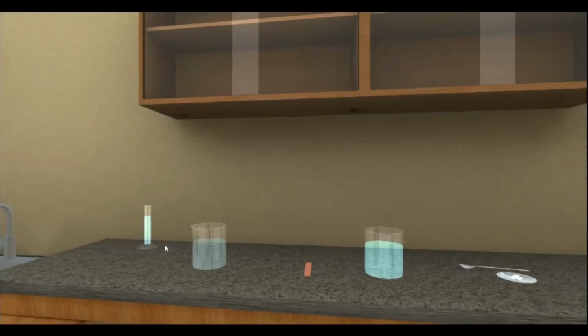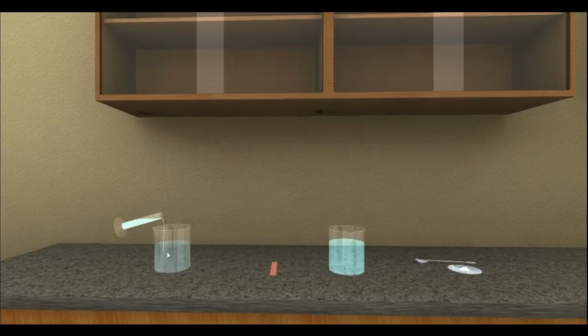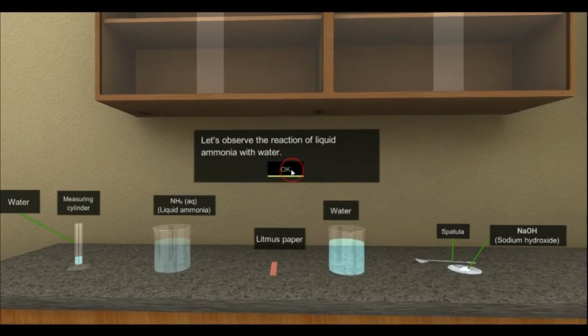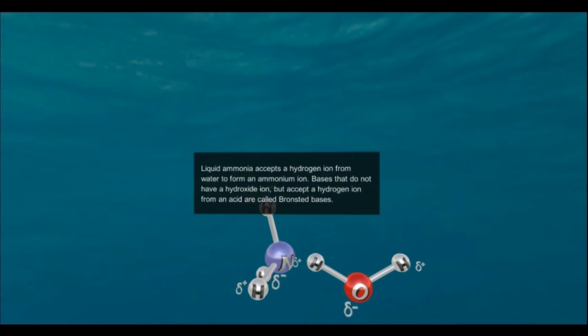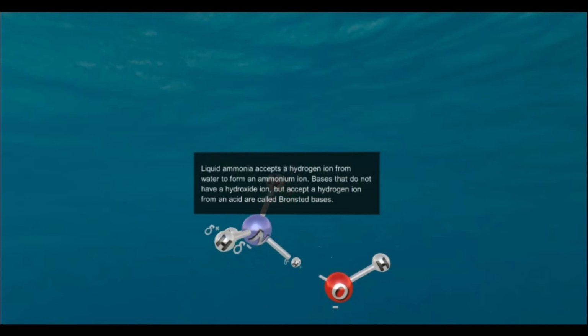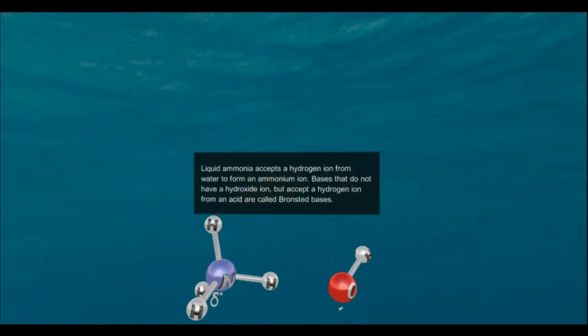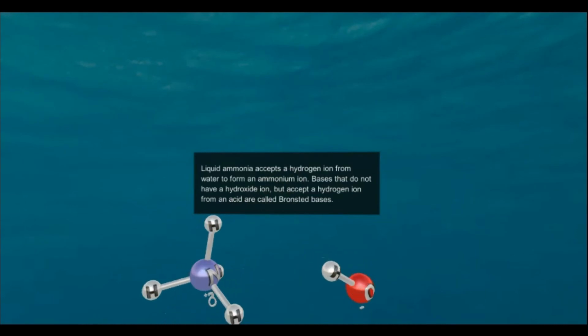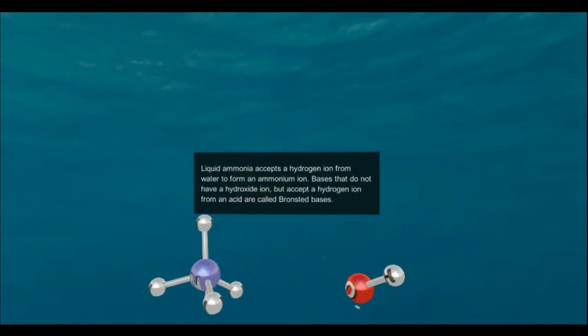Let's look closely. When ammonia dissolves in water, what happens? Ammonia molecules will dissolve in water and ionize, forming hydroxide ions and ammonium ions. The formation of hydroxide ions in water enables ammonia to exhibit alkaline properties.